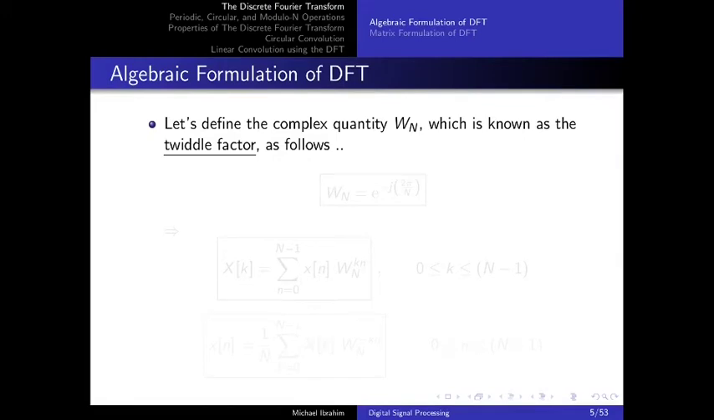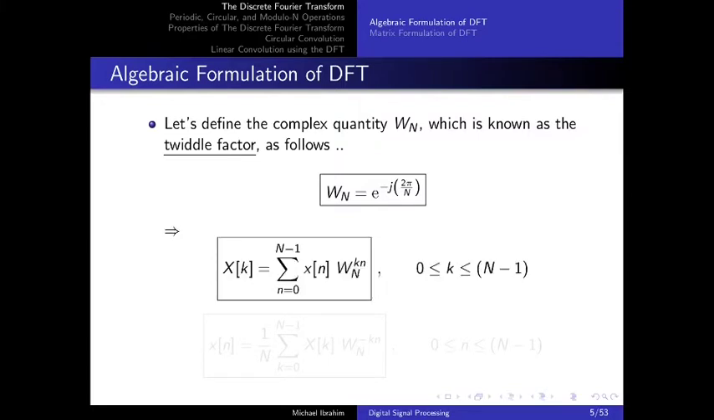So let's define the complex quantity W suffix N, which is known as the twiddle factor. W suffix N is defined as e to the negative j 2 pi over capital N, which is the term appearing in the definition of the DFT and the inverse DFT. So the DFT coefficients X of k can be computed as a summation from n equal to 0 up to N minus 1 of x of n times W_N to the power kn, where W_N is e to the negative j 2 pi over N. So W is a complex quantity. And again, n and k are only defined for the range from 0 up to N minus 1.